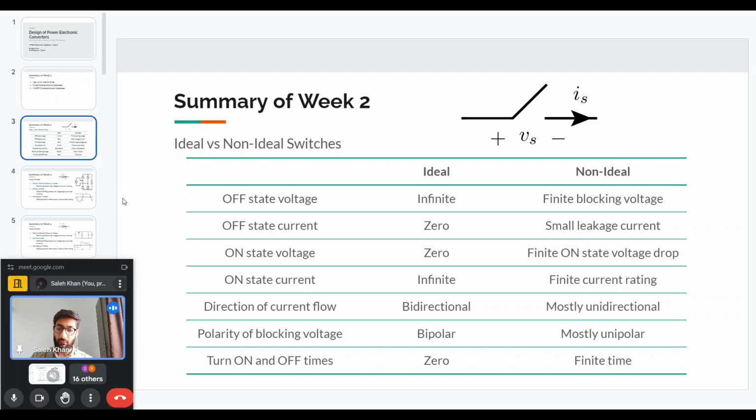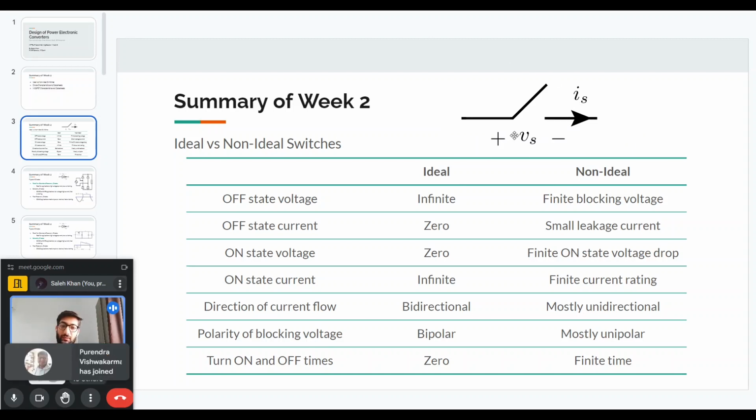So in the last week, whatever converters we studied, we assumed that the switches we are using are ideal switches. So what does it mean to be an ideal switch? Basically, it means that if the switch is on, then it is just like a short circuit. There is no voltage drop, there is no resistance, and it can allow an infinite amount of current, in either direction, whether from the positive terminal to the negative terminal or in the reverse direction. So that is how an ideal switch would behave in the conduction mode.